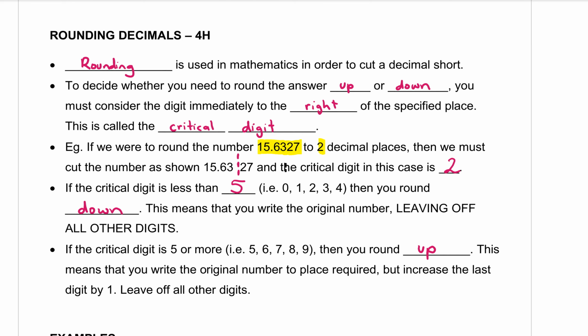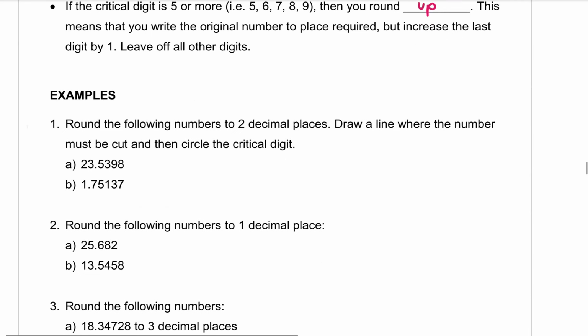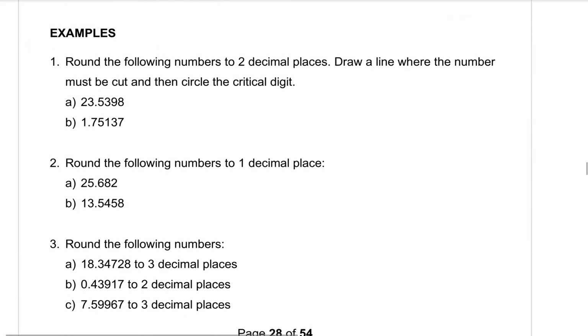Okay, let me show you how to do that in practice. So here are our examples. We want to round the following numbers to 2 decimal places. So it's always important to know where you're rounding to. Draw a line where the number must be cut and circle the critical digit.